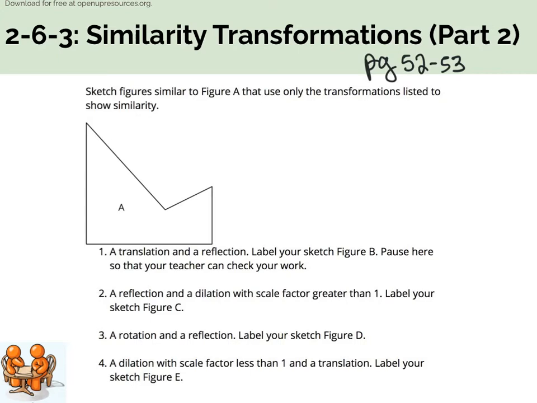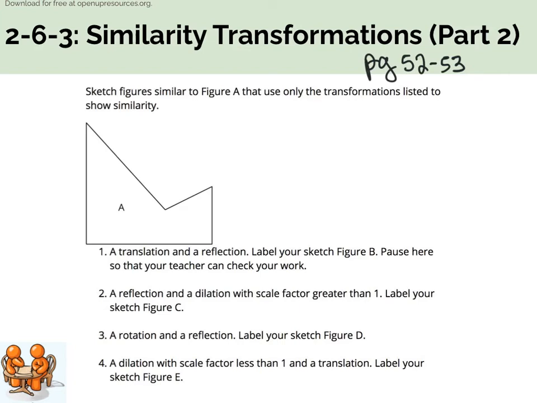Number 1, a translation and a reflection. Label your sketch figure B, and you don't have to pause to make sure it's correct. Number 2, a reflection and a dilation with scale factor greater than 1. Label your sketch figure C. A rotation and reflection. Label your sketch figure D. And then a dilation with scale factor less than 1 and a translation, label your sketch F.